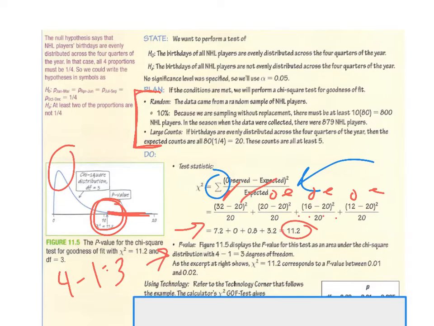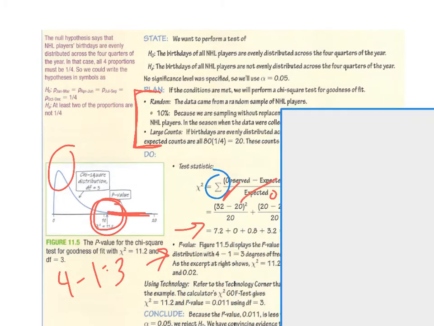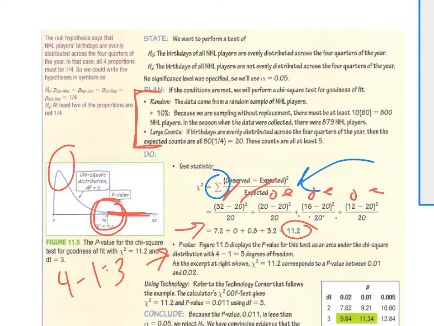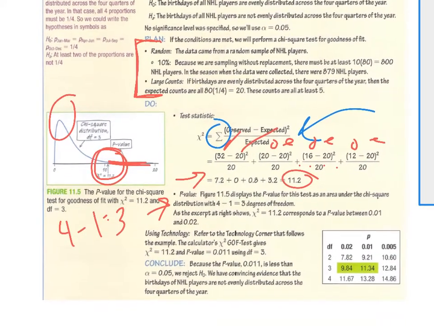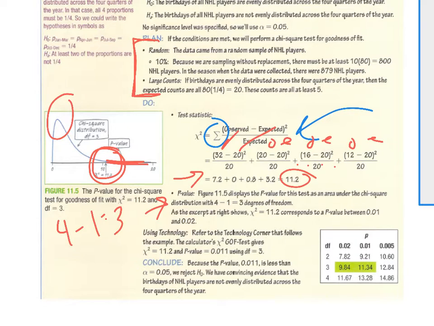If I am using table C, I'm in my degrees of freedom is 3 row, and I find my chi-square value falls in between here. So my p-value is between 0.02 and 0.01. So I'm writing those 3 things down. If I've used my calculator, which again we'll show you how to do, I've made sure I've written those down: my degrees of freedom, my p-value, and my chi-square value.